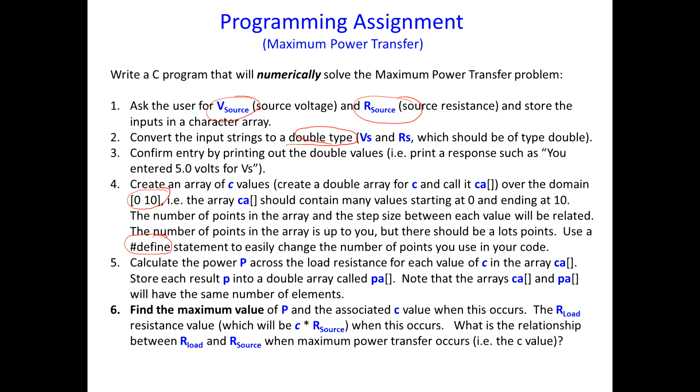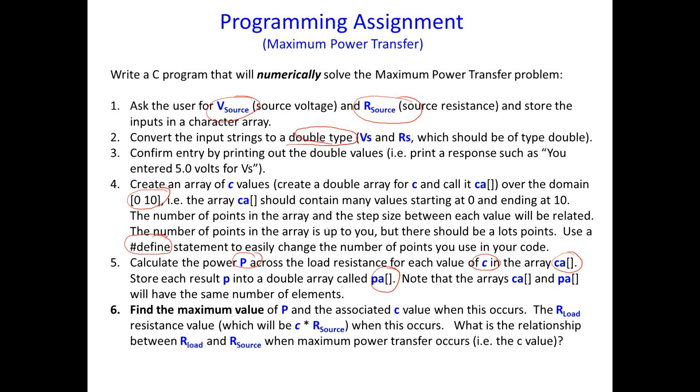Okay, then you'll need to calculate the power P across the load resistance for a particular value of C. Okay, so now you're going to have these coordinate pairs of C versus power, and you're going to generate, say, 1,000 of them, though the number of points is up to you, between 0 and 10. Okay, you're going to store the power in an array called PA. Okay, the values of C are going to be stored in an array called CA. Okay, notice that these arrays are going to have the same number of elements.